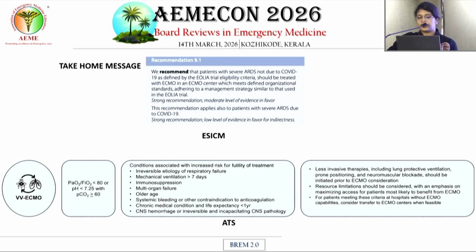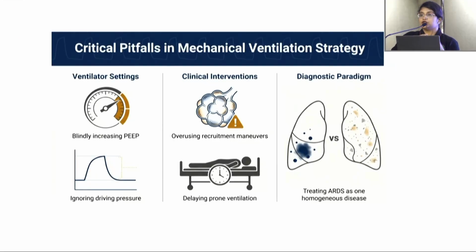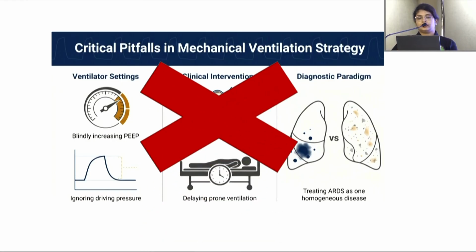But the last part is very important. You should go for ECMO after you have used less invasive strategies like lung protective ventilation, prone positioning, neuromuscular blockade. Then only think of going for ECMO. So what you should not do: blindly increasing the PEEP, ignoring the driving pressure, overusing recruitment maneuvers, delaying prone ventilation, and treating ARDS as one homogeneous disease. Okay, at least these you should remember at the end of this session.